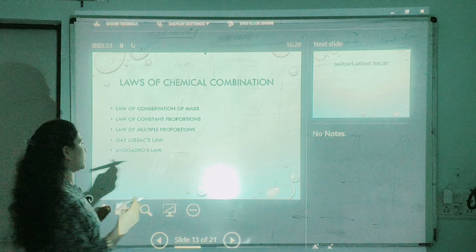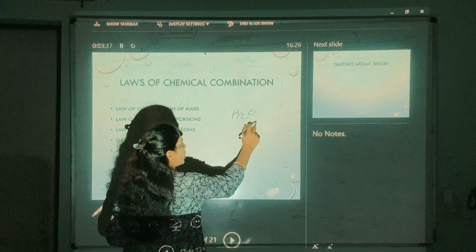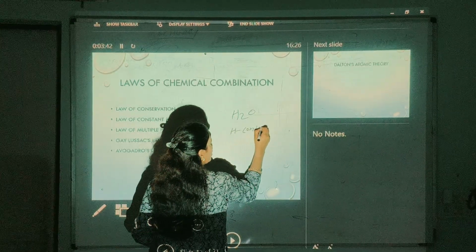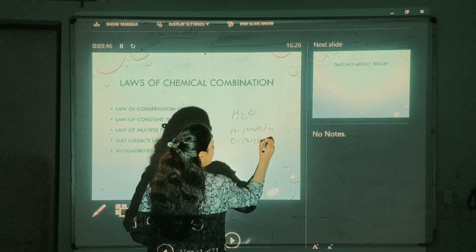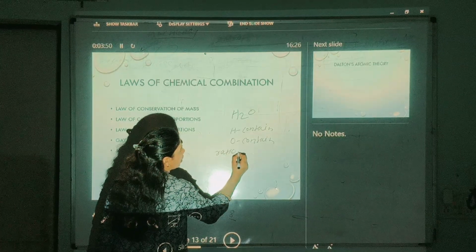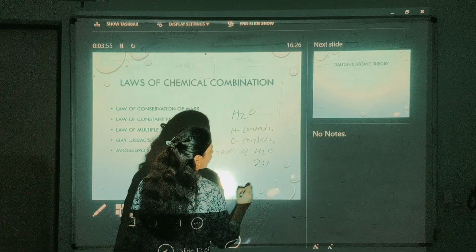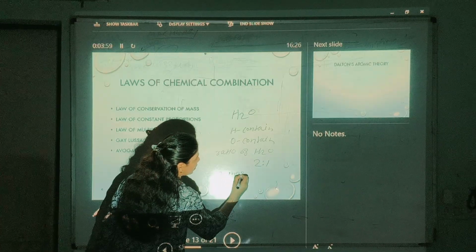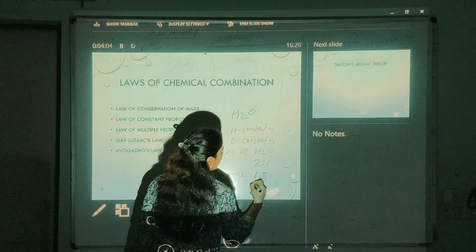For example, water. Okay, a water molecule always contains hydrogen and oxygen. And the ratio of hydrogen to oxygen atoms in a water molecule is 2:1, but the ratio by mass is 1:8. How?